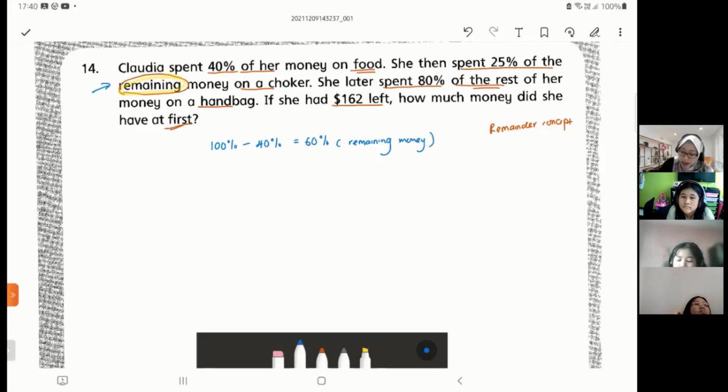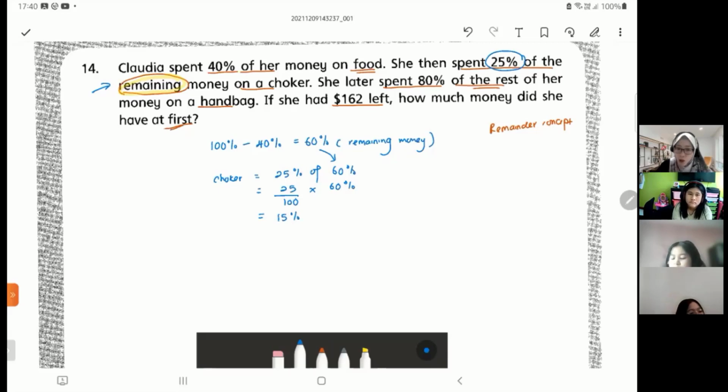What happened? She then spent 25% of the remaining money on a choker. So the choker is 25% of remaining money. 25% of 60%. This is the remaining money, right? 25 over 100 times 60% equals to, just press your calculator and you're going to get 15% is spent on the choker. Am I done there? No.